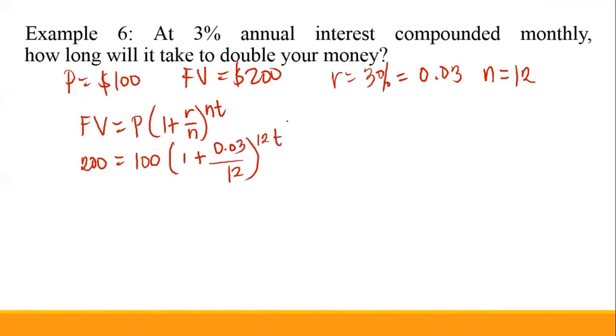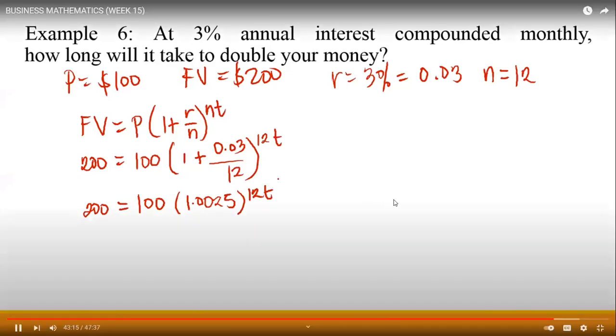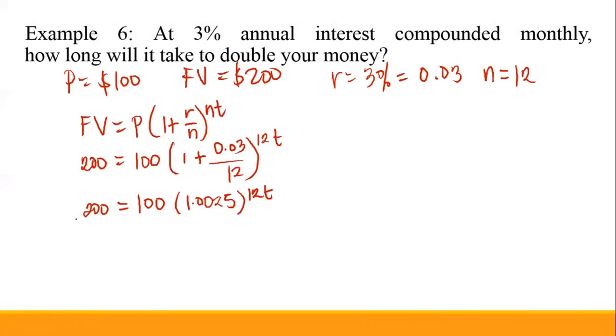Okay, di ba? So this is now equal to 200 equals 100 times 1.0025 raised to 12t. Okay, so yan. So we already used the operations to simplify the problem. So always keep as many decimals as possible until the final step. Okay, so wag mag-iiwan. Then, para matira ito, divide both sides of the equation by 100.